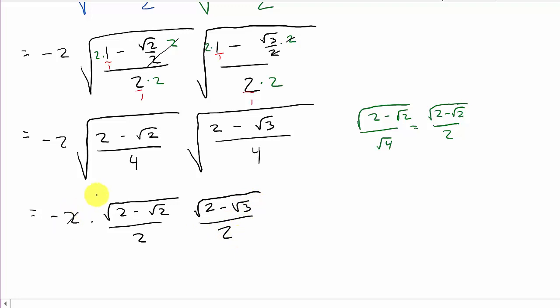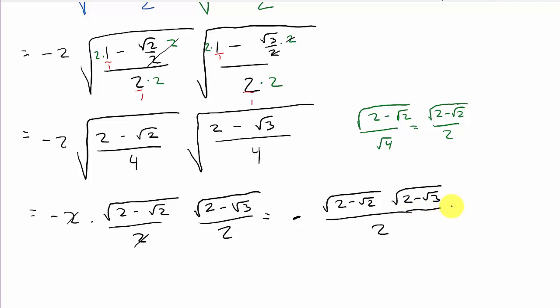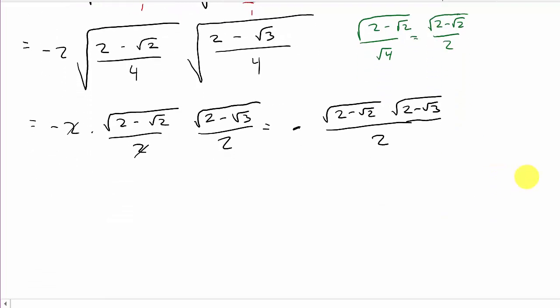And then you can see this and this will cancel, so I'll be left with negative square root of 2 minus square root of 2, times square root of 2 minus square root of 3 over 2, and there's the negative inside. Now, as far as what else we need to do, I don't know. It probably just depends on what your teacher wants you to do. I'm not going to do it, but you could.